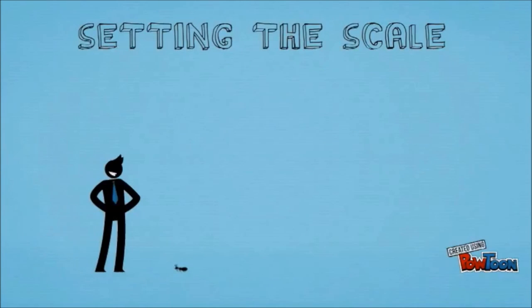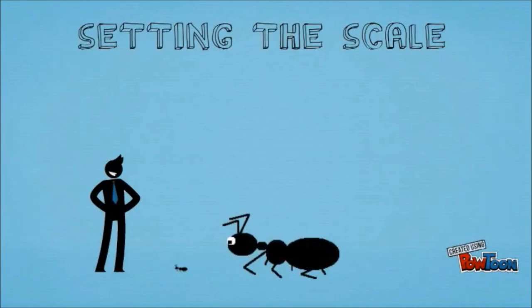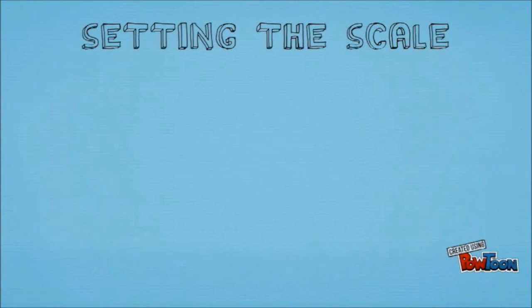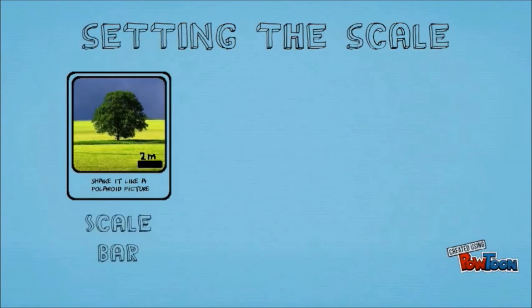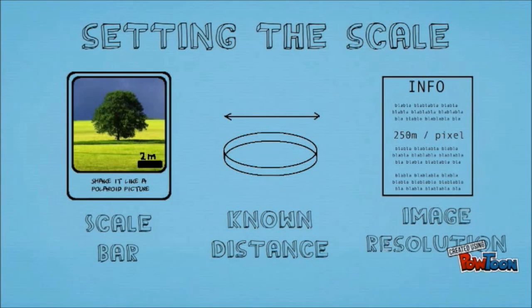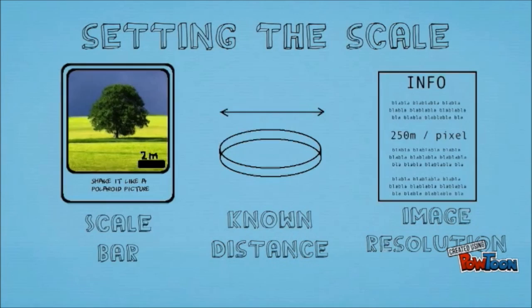Before you can start most analysis, you need to calibrate the image so the software knows what a pixel represents in real-world terms of size and distance. In other words, we need to set a scale. If your ant is 3 meters long, you know you did something wrong. Scale setting can be done in different ways. Some images have a scale bar, or for some objects you just know the distance, like for example a petri dish. Third option is to set the scale by directly entering the image resolution, which you might find in the info sheet of your image.